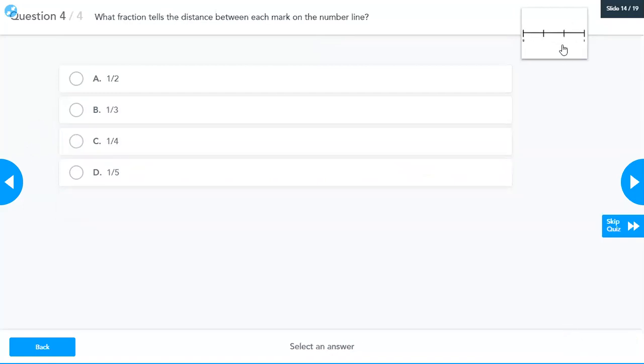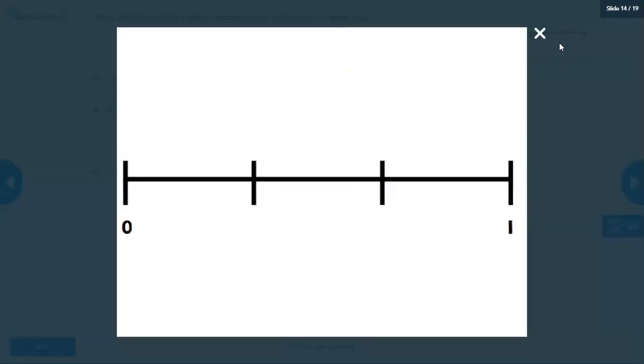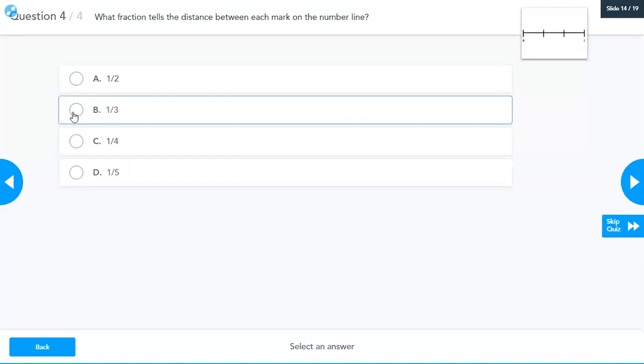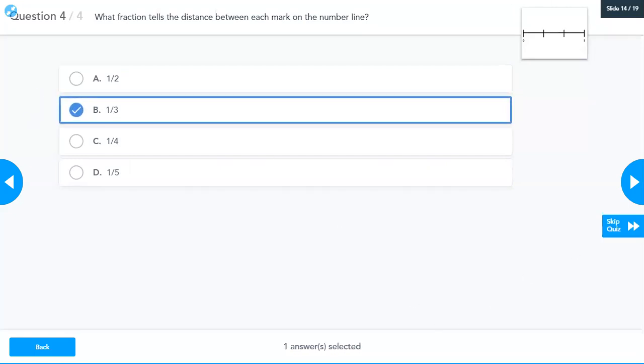Next, our last quiz question. What fraction tells the distance between each mark on the number line? So what's the distance between each mark? Well, how many sections are there? 1, 2, 3. So my denominator would be 3 or thirds, and each section is worth how much? Well, in the very beginning, we talked about each section would be worth 1/3. So we would find 1/3, and then we would continue on.